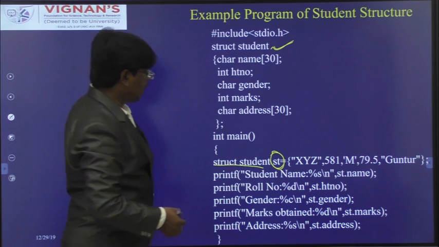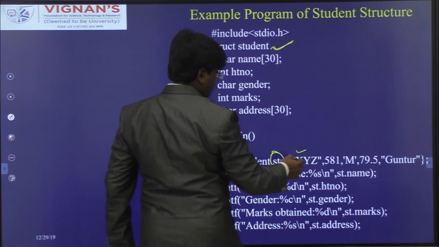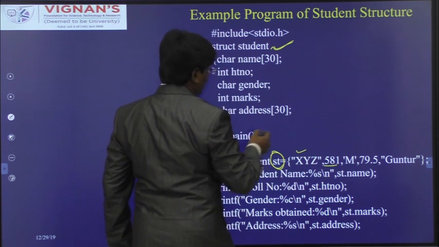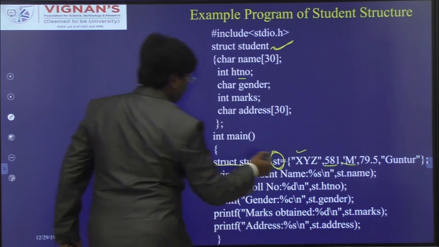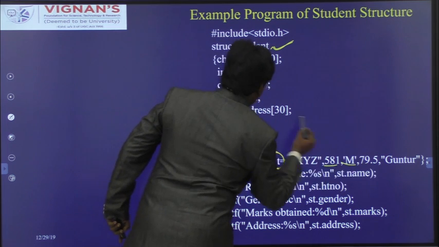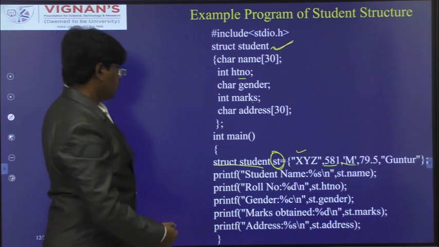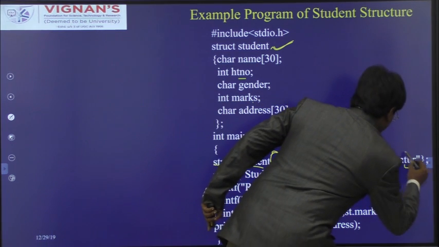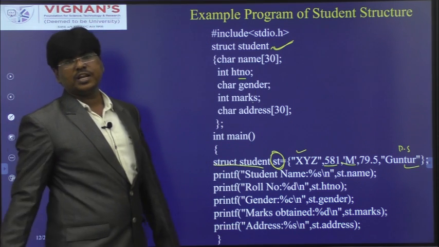Now I am directly storing the values. Here the first student's name is XYZ, the hall ticket number is 581, and gender is male. After that, 79.5 is the marks, and the address is Guntur. Like that I have taken different student details. So it is direct storage. Directly we are initializing the values.